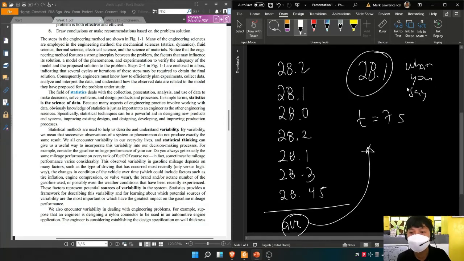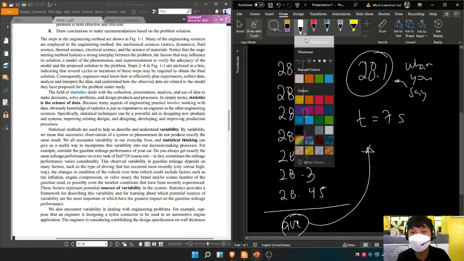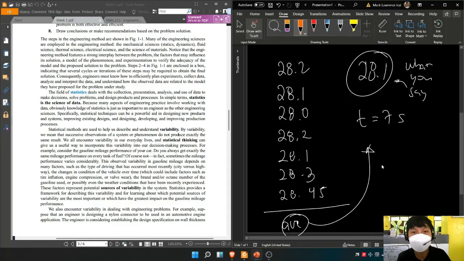When you say it's 28.1, this is what you say. But let's say the actual reading is 28.12. Okay? So, hindi na masama. Hindi na masama. So, yun ang ibig sabihin.